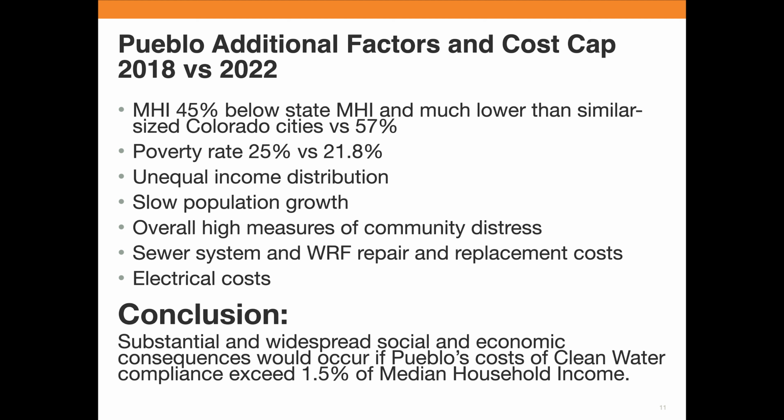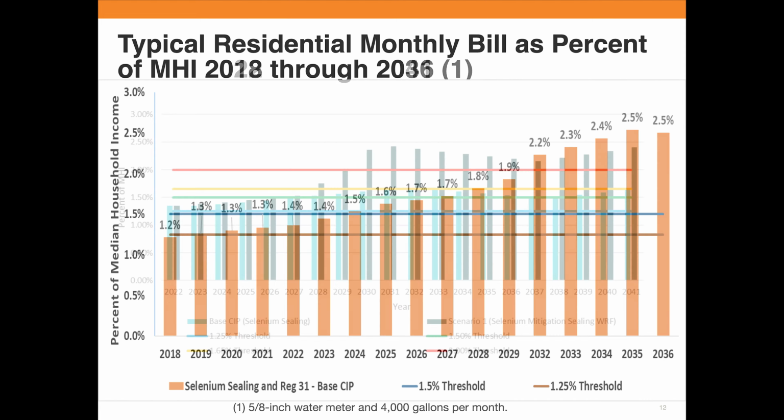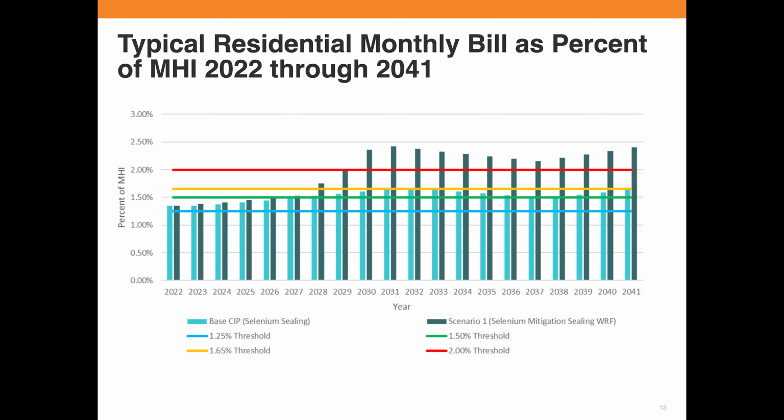So we want to make sure that we don't cause substantial and widespread social and economic consequences by making the rates higher than 1.8 of the median household income. This chart shows what it was from 2018 to 2036, trying to make sure that we kept it at 1.3. You can see, if we do different things, what the threshold is. We did the same evaluation for 2022 through 2041 with the different cases to show how this would take more income, more percentage of the median household income.